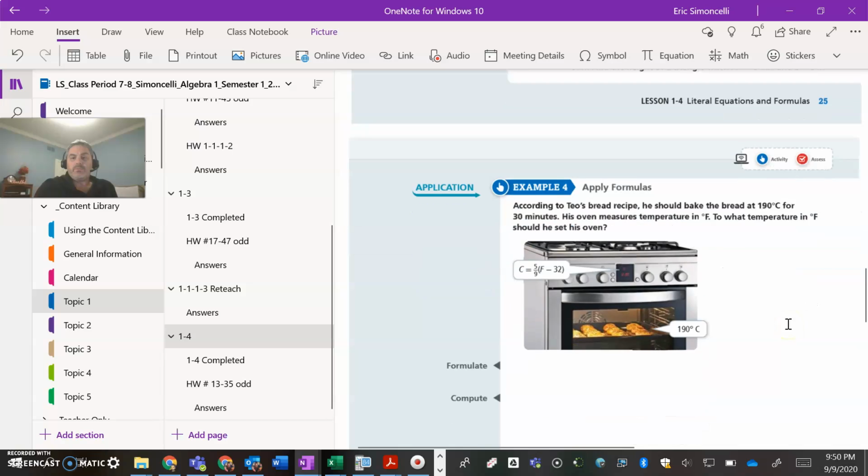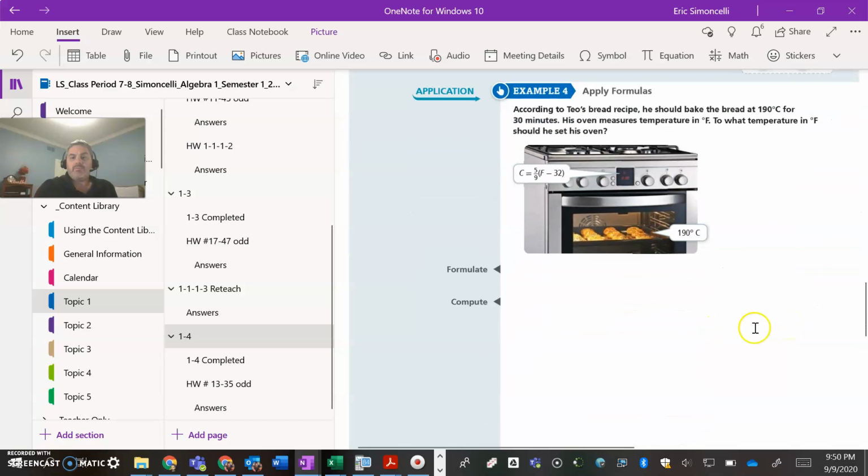Example 4. Continuing on. According to Teo's bread recipe, he should bake the bread at 190 degrees Celsius for 30 minutes. His oven measures temperature in degrees Fahrenheit. To what temperature in degrees Fahrenheit should he set his oven?